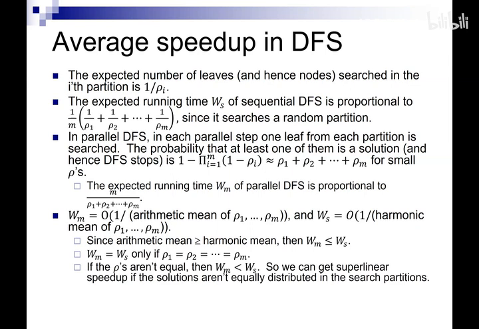In fact, the only case where they're equal is if all of these partitions have the same probability of having solutions. If all the rho i's are equal, then the sequential and the parallel algorithms have the same total work. But if the rho i's are not equal, then the parallel algorithm is actually going to do less work than the sequential algorithm, and in that case we get a superlinear speedup. So if the solutions are not equally distributed among the search partitions, then you can actually do less work when you search in parallel versus when you search sequentially.